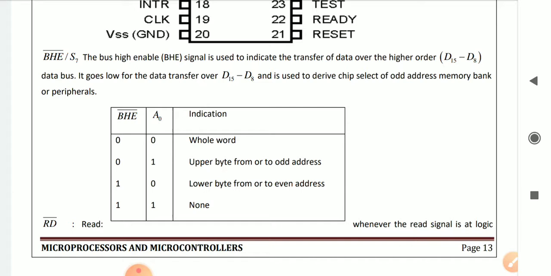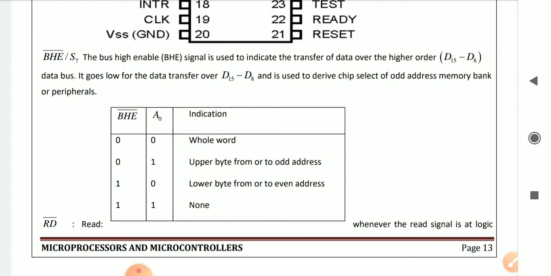Next one is the BHE bar and S7. Another status signal S7 is multiplexed with BHE bar. So one pin can act as a status pin and also as a BHE. The bus high enable BHE signal is used to indicate the transfer of data over the higher order. If this pin, BHE bar oblique S7, is 0, then it will work as a bus high enable, meaning data will be transferred to the higher order data bus.